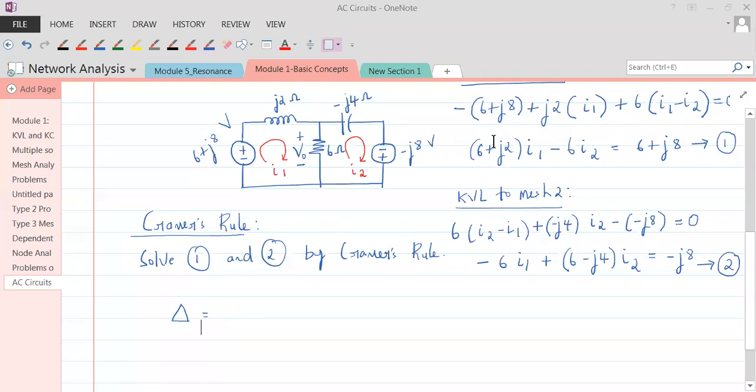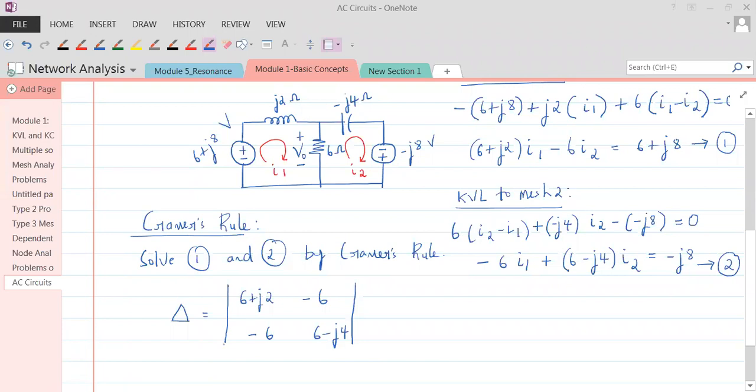See here, just get the coefficients of I1 and I2. Which are the coefficients of I1 and I2? The coefficient of I1 is 6 plus J2. Similarly, the coefficient of I2 is minus 6. Come to the second equation. The second equation would come in the second row of the matrix. So minus 6 is the coefficient of I1, and 6 minus J4 is the coefficient of I2. We are not forming a matrix, but we are forming the determinant here. This is the determinant. Delta is the determinant.